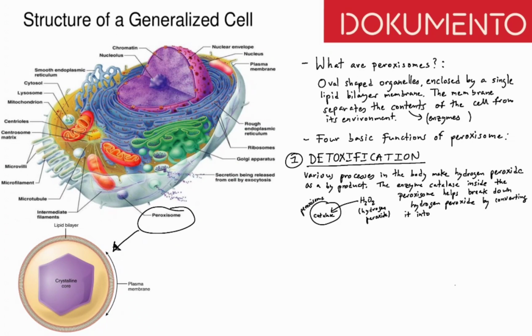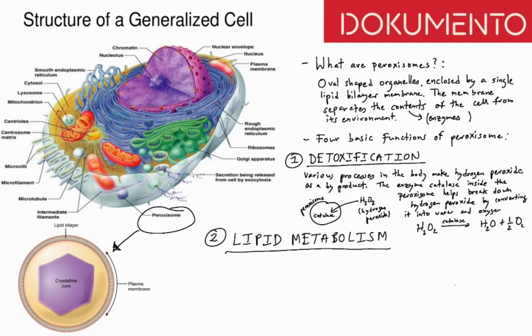And we can go ahead and write out the reaction for that here. So we have our H2O2. It's going to be converted into H2O and half an oxygen molecule. You can balance that out if you'd like to.